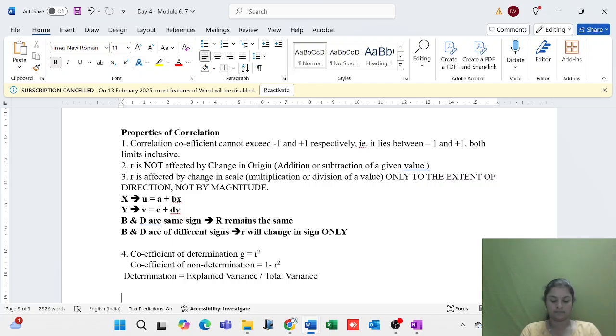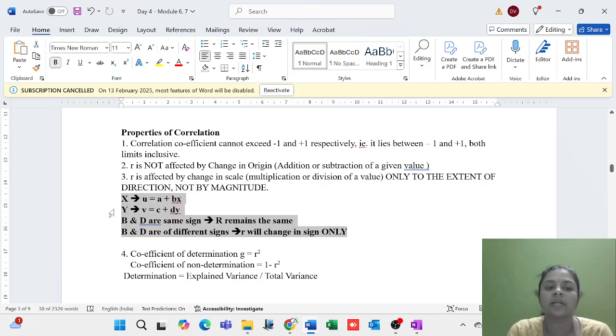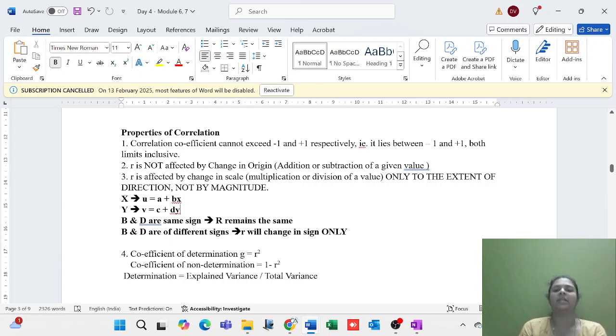The three letters given now, x, y, b and d, that is also a separate property, it is an extension of the property of change in origin and scale. Change in origin and scale. Okay. Practical testing has not been done much on this. So you need not worry about practical testing now. But remember this as a property at your examination level.